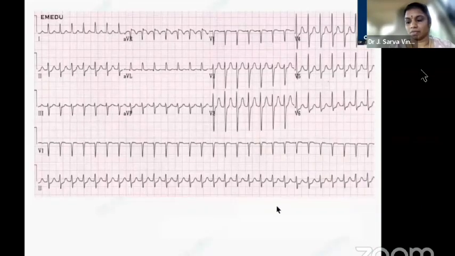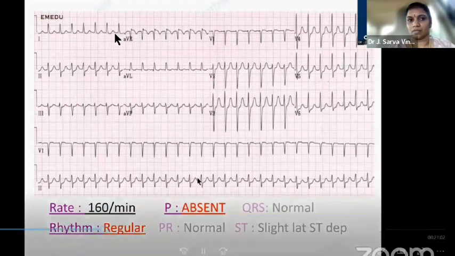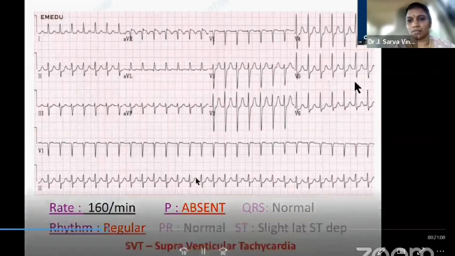This is common in patients with lung diseases. And what do we see here? Again, the rate seems to be more, but the rhythm seems to be regular. And what about the P waves? We don't find any P waves, but this is not atrial fibrillation because the rhythm is regular. So you have a regular rhythm with an absent P wave. Actually, the P waves are buried under the later part of the QRS complex. So this is supraventricular tachycardia.